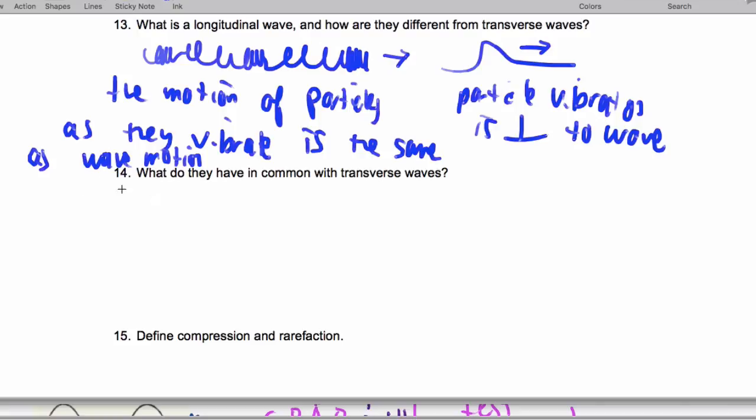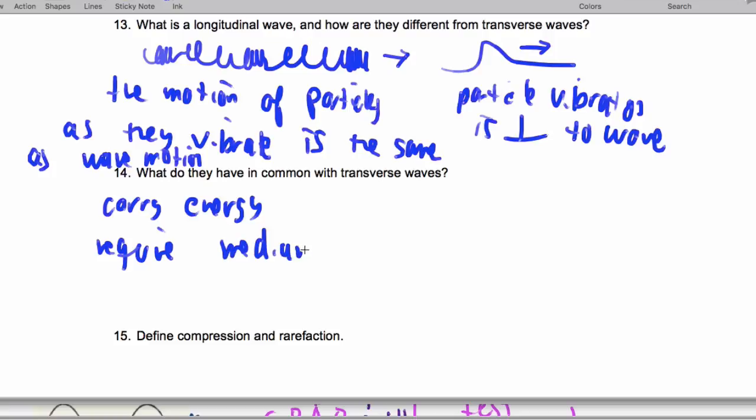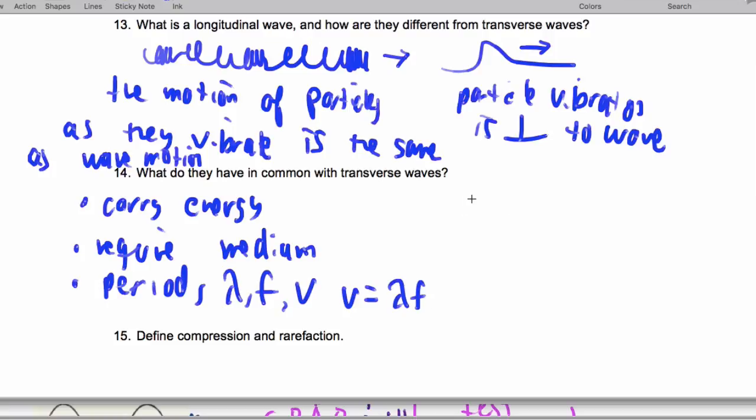Now, what do they have in common? A lot of things. They carry energy. They require a kind of medium. And they have a period, wavelength, frequency, speed, such that v is lambda f. A lot of different things.